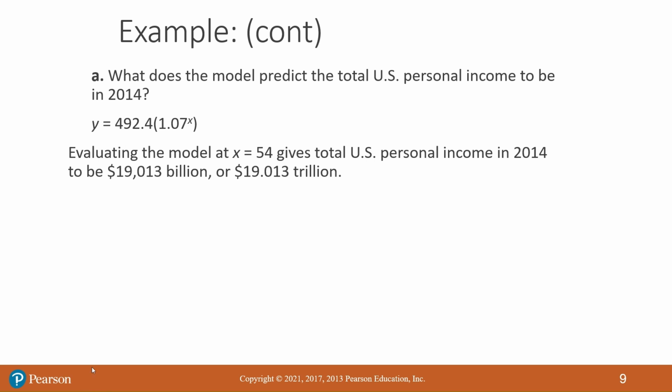So if we plug a 54 in for our x right here, we will be able to solve on our calculator 492.4 times 1.07 raised to the 54. Let's try that.